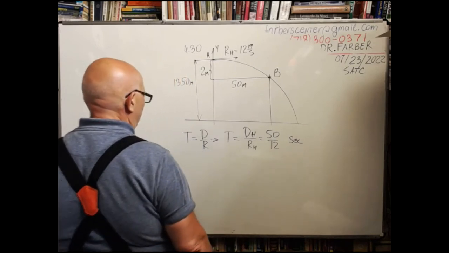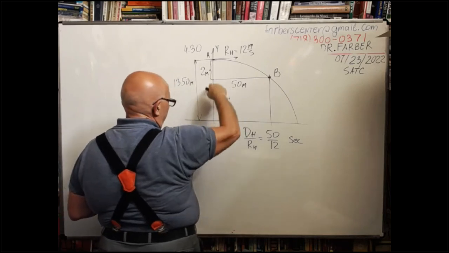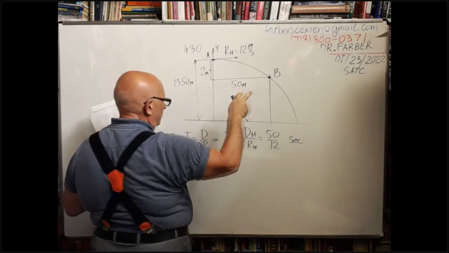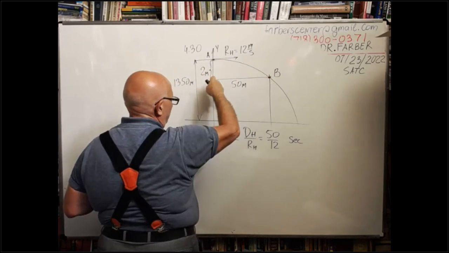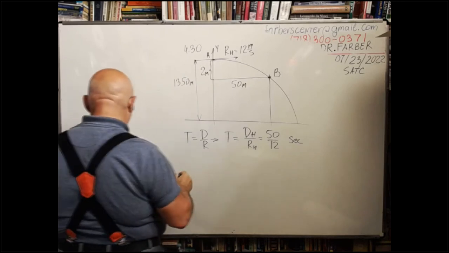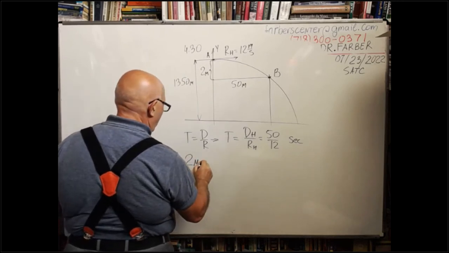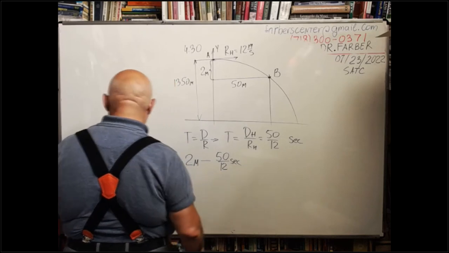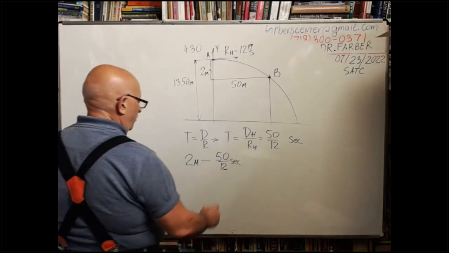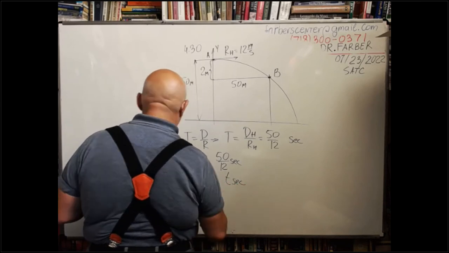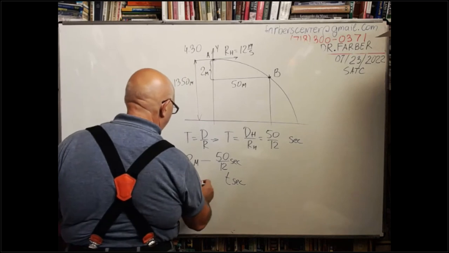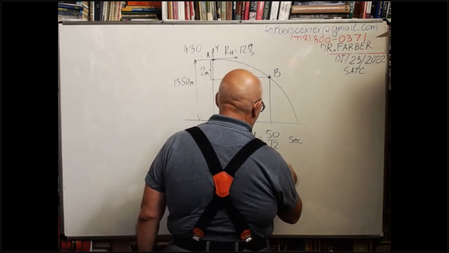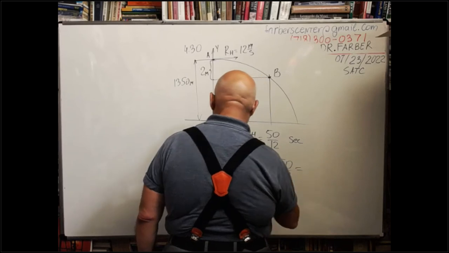Simultaneously, it participates in two movements, horizontal and vertical. Okay, based on continuity, you can separate this movement. Vertically it also covers this 2 meters in the same amount of time. So you can write this 2 meters would be covered in 50 over 12 seconds. And for t seconds, I don't know what distance it covers, x. Cross multiplication: x times 50 over 12 equals 2t.